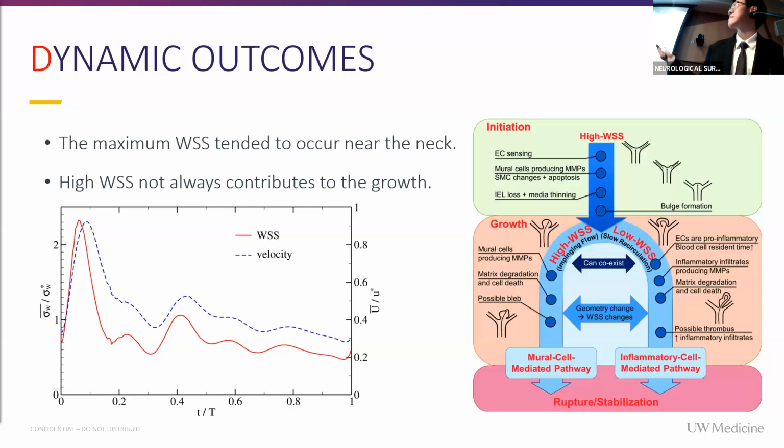Consequently, we have observed that the maximum wall shear stress tends to occur near the neck of the aneurysm, where it binds to the healthy tissues of the rest of the vessel wall. However, in contrast to that pathogenic effect of a high wall shear stress in the initiating phase of an aneurysm, we actually find lower wall shear stress can help in the growing phase of the aneurysm because of its degenerative effects on the aneurysm wall.